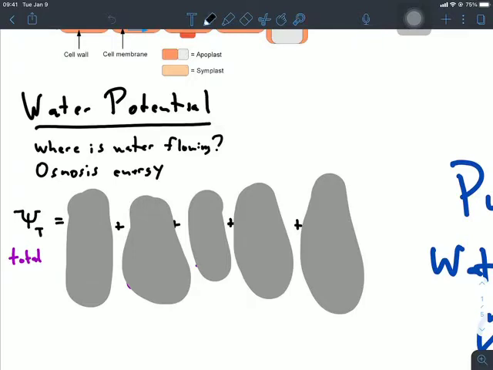We classify this energy with this symbol, psi. And psi, or water potential, is how we determine where water is flowing in terms of its overall osmosis energy. This is how we determine whether water will be flowing in or out of a cell. This is how we determine whether solutions are hypertonic or hypotonic.